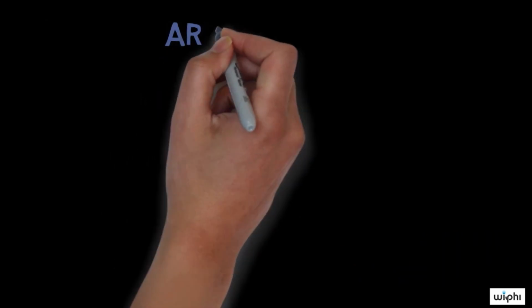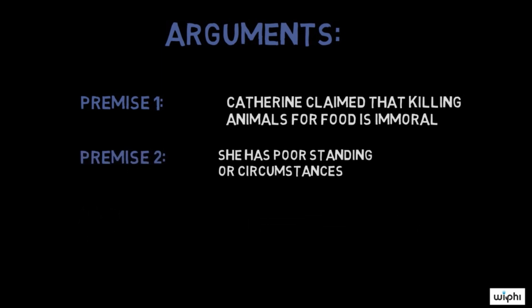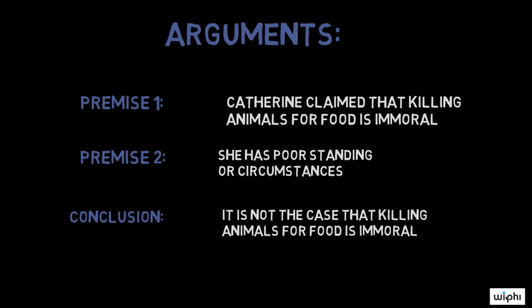Let's look at the fallacy in our general schema. The arguments that I've been making against Catherine are of the following form. Premise 1, Catherine claimed that killing animals for food is immoral. Premise 2, but she has poor standing or circumstance. Conclusion, therefore it is not the case that killing animals for food is immoral.